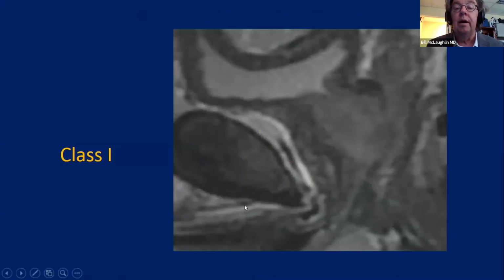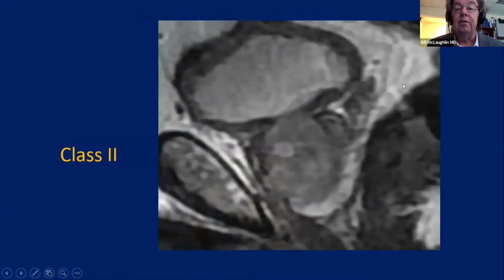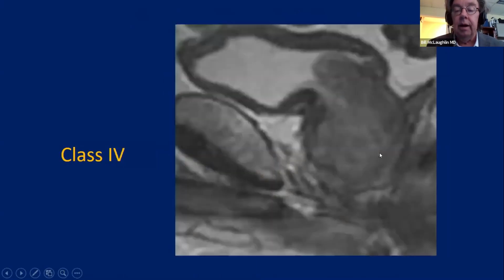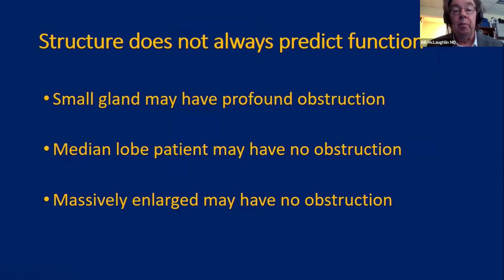So class one, nice funnel. This is a small prostate, young man. Class two, prostate getting bigger, and it's sort of growing up into the bladder neck. Class three, that barnacle bill pushing right into the bladder. And finally, this lobe case. So these are staggering differences, right? But the most staggering thing of all is that structure does not always predict function.